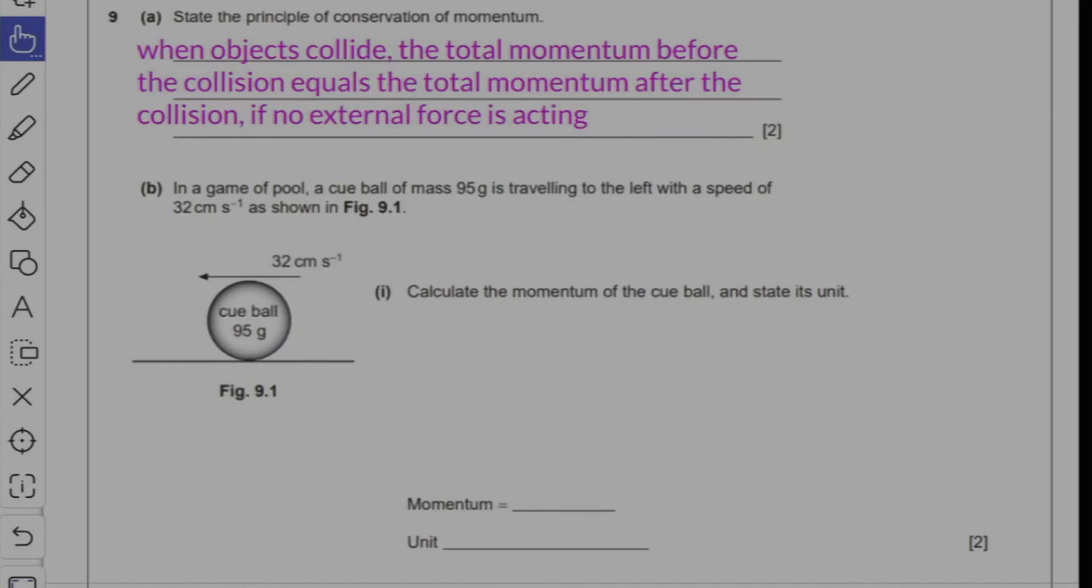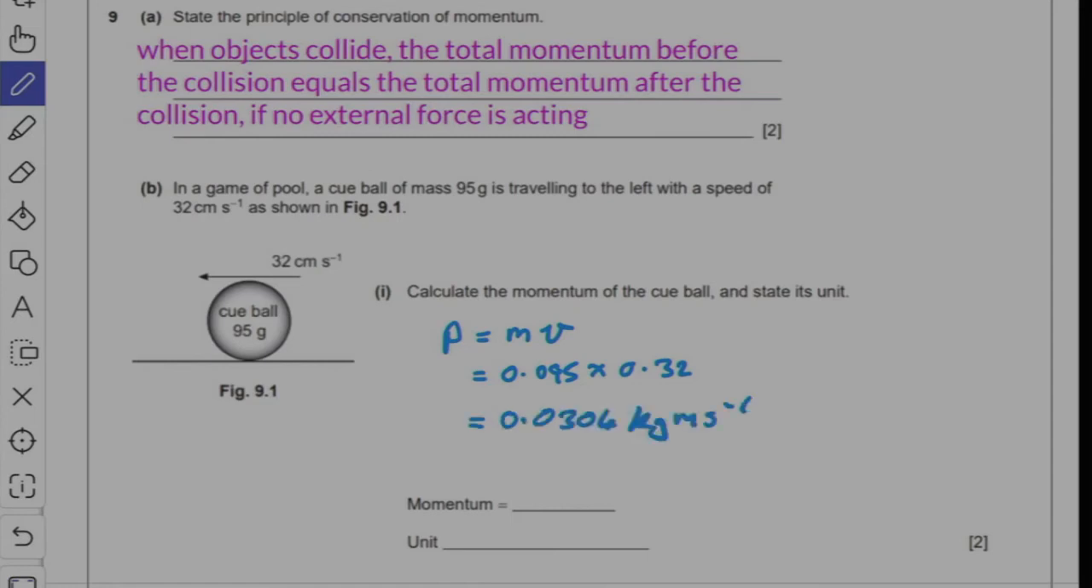I would really err on the side of just turning it into standard SI units before you do the calculation, and then you can write it in kilogram meter per second. So momentum equals mv, and we need to write that in standard units if we're going to write it in kilogram meter per second. So 0.095 of a kilogram times 0.32 of a meter per second, giving us 0.0304 kilogram meter per second. So we would put that in as 0.030 kilogram meter per second as our unit. And you can write it in gram centimeter per second. The mark scheme does allow for that, but I don't feel comfortable with it, so I'm going to write it in kilogram meter per second.